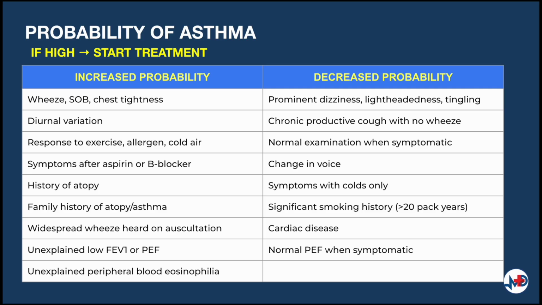Normal spirometry when the patient is well does not exclude a diagnosis of asthma. Management is based on this assessment. High probability, you may start a trial of treatment. Low probability, you may investigate or treat other conditions. For patients with intermediate probability of asthma, further investigations are suggested.